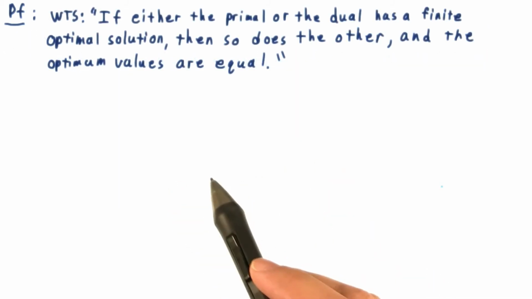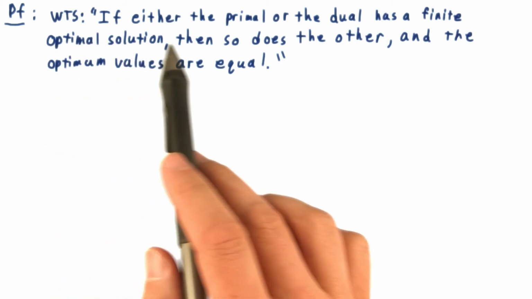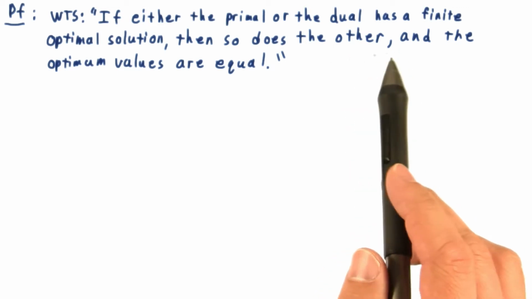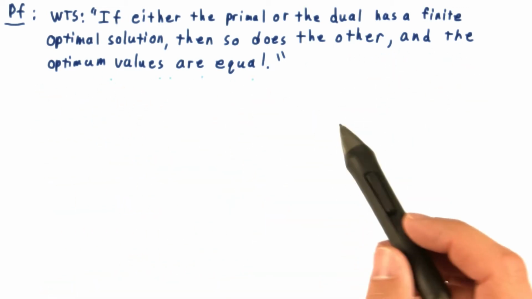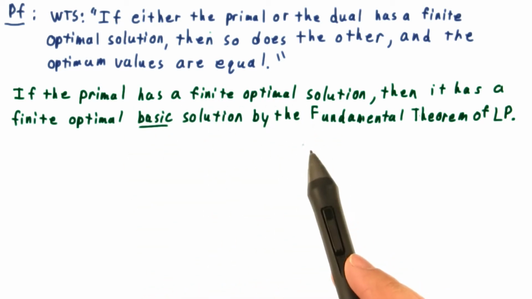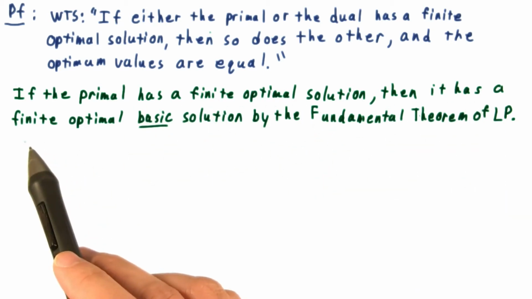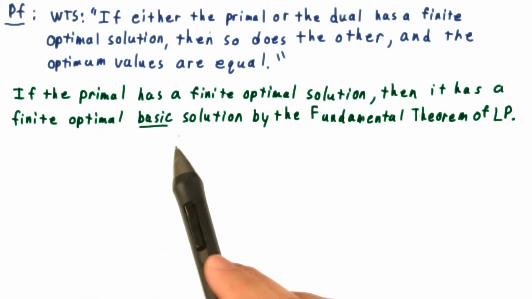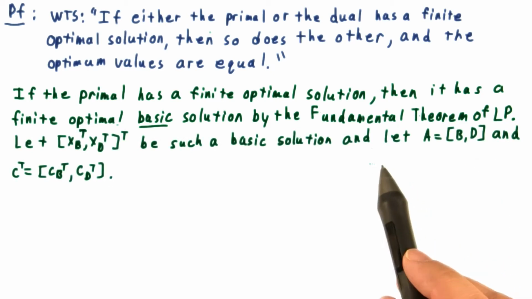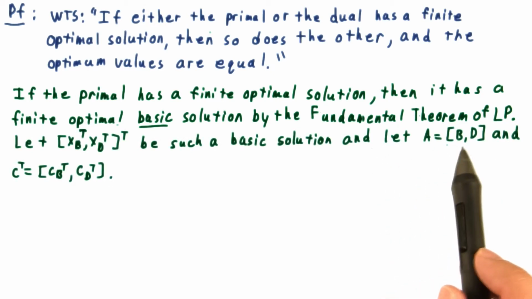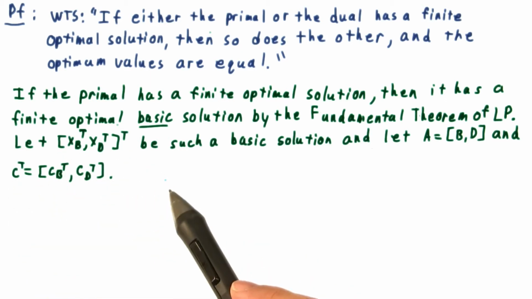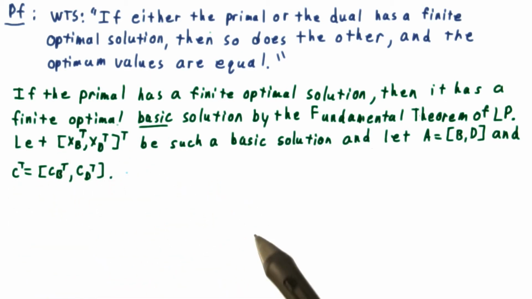Now we turn to the first part of the proof, and we want to show that if either the primal or the dual has a finite optimal solution, then so does the other, and even more, that the optimum values are equal. Let's start with the primal having a finite optimal solution. Well, that then implies that it has a finite optimal basic solution by the fundamental theorem of linear programming. Let's let the basis be the first m columns of the matrix A, and we'll divide up x and c in the usual way. Remember that B stands for basic here.